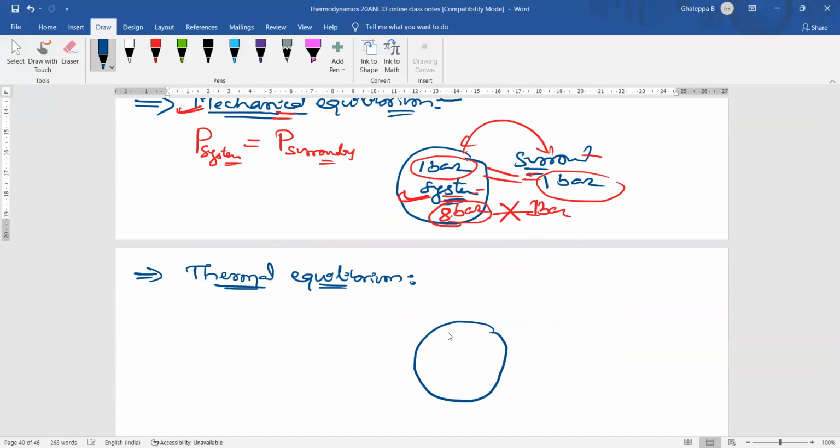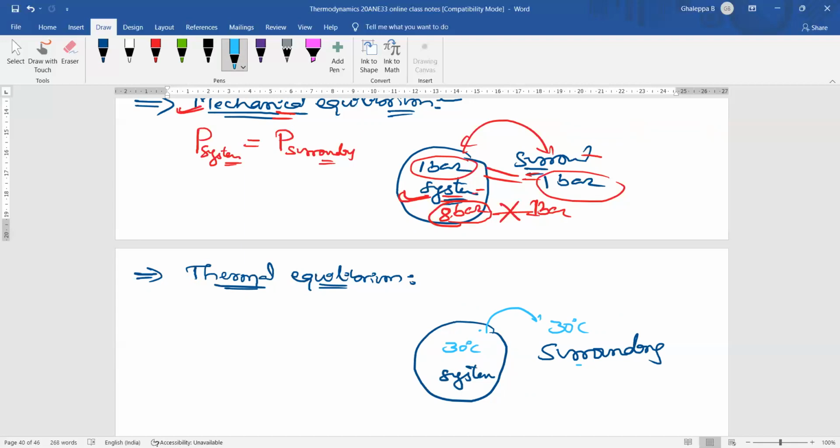So you should say the system or device is in thermal equilibrium when the temperature of the system and the temperature of the surrounding are the same. For example, let me take system temperature is 30 degrees Celsius and surrounding temperature is also 30 degrees Celsius. If both are the same, then you can say both system and surrounding are in thermal equilibrium with each other. Understood? So when will it occur?